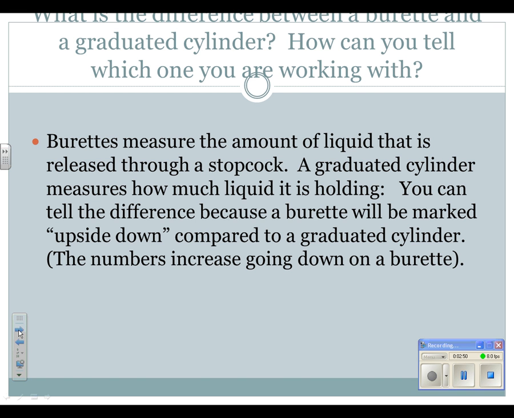Because you're going to see some pictures, and if you don't know what you're looking at, you might think that the test has been labeled wrong or something like that. But you've got to keep in mind the burettes, remember they're tipped upside down. Burettes measure the amount of liquid released through the stopcock, through that little twisty thing at the very bottom. The graduated cylinder measures how much liquid it is holding. So graduated cylinders count up like you would think normally, but burettes will always be marked upside down because they're measuring how much is released. So don't get confused if you see numbers that are marked upside down.